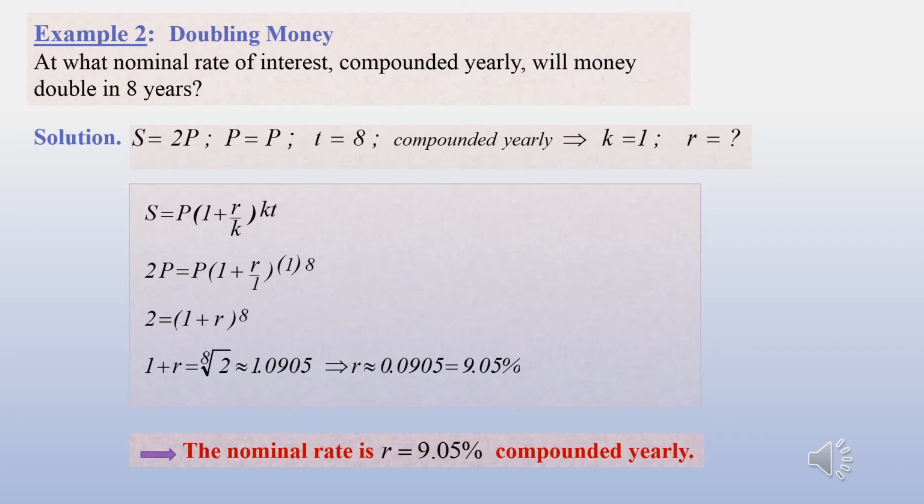We solve this equation for R. So we have R is about 0.0905. So R equal to 9.05%. So the nominal rate is R equal to 9.05% compounded yearly.